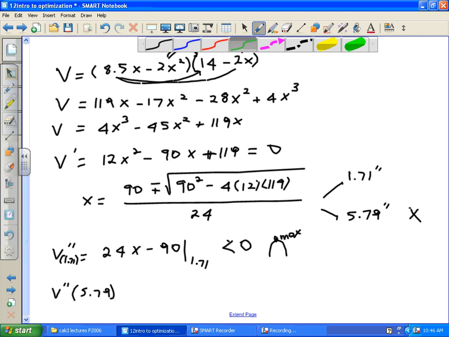That one was negative. What if you evaluate the 5.79 in the second derivative? What do you get there? You'll get a positive answer, right? That means it is concave up, and that point would be a minimum, so we don't want that one. So we're going to eliminate this one, and we're going to keep the other one.